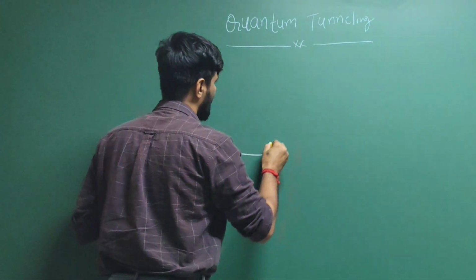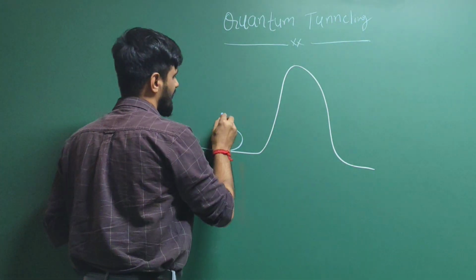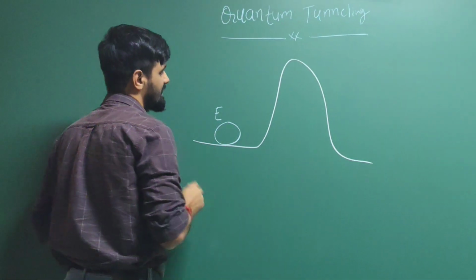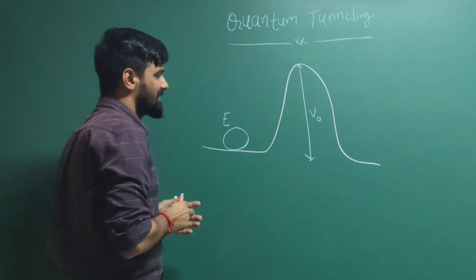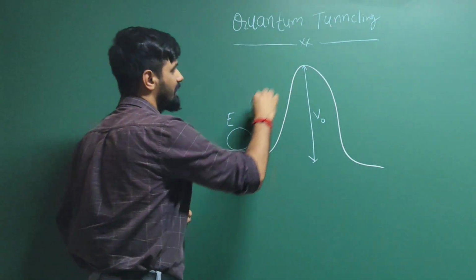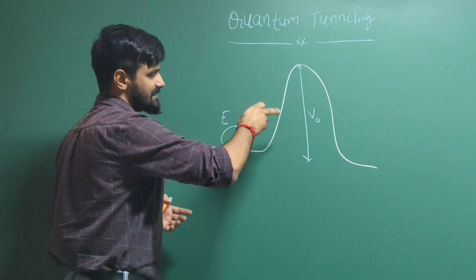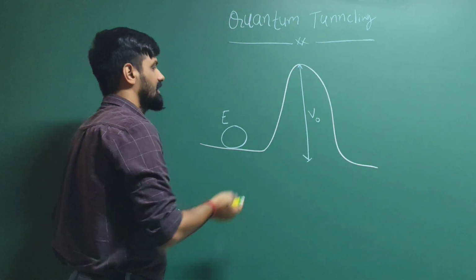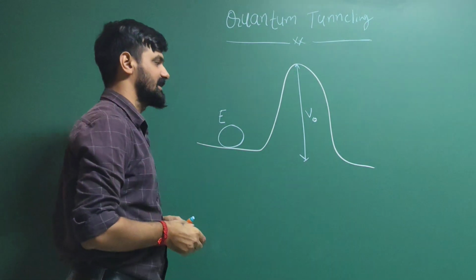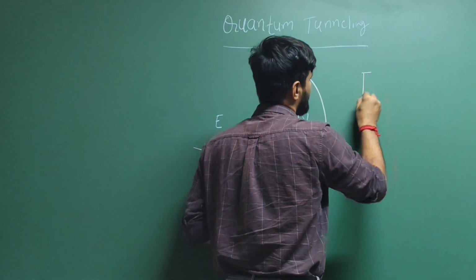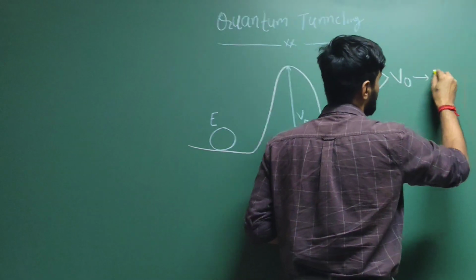Let's say a ball is climbing over a hill. If the energy of this ball is E and the barrier height is, let's say, V0, classical mechanics tells us that this ball will only climb and appear on the other side of the hill when the energy E is greater than V0. But if the ball has energy less than the potential barrier V0, then the ball cannot appear on the other side. Mathematically, if E is greater than V0, then the ball will cross the barrier.